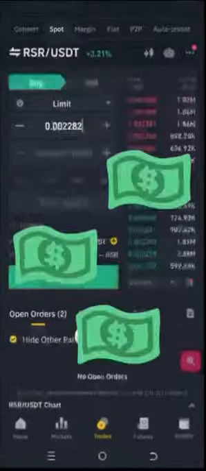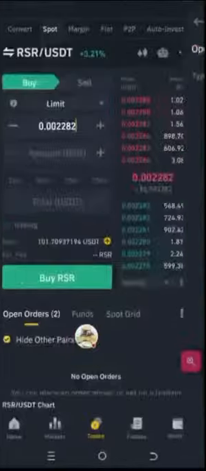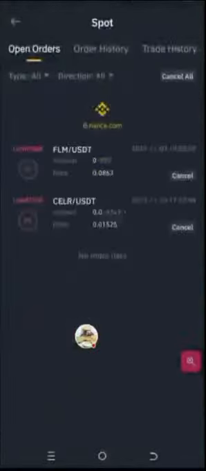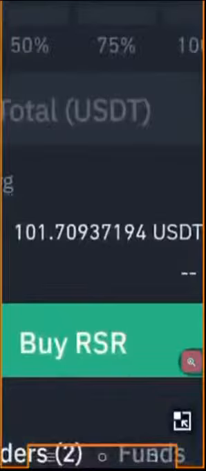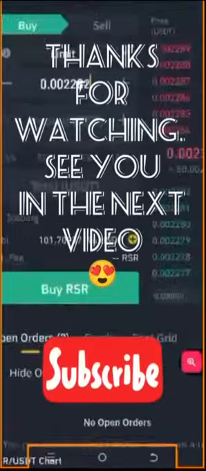RSR, money has been made. Can you see this? Yeah, money has been made. Let's go back and see. Yeah, so we have $1.70. It was $1 profit, and now we have 70 cents.